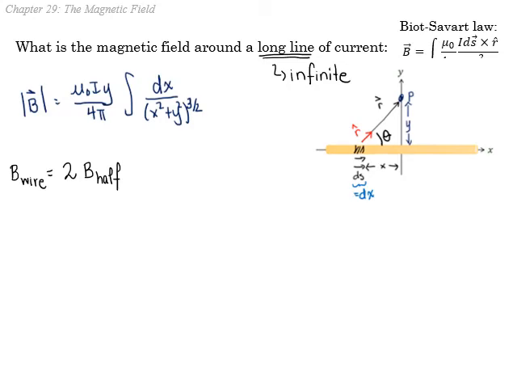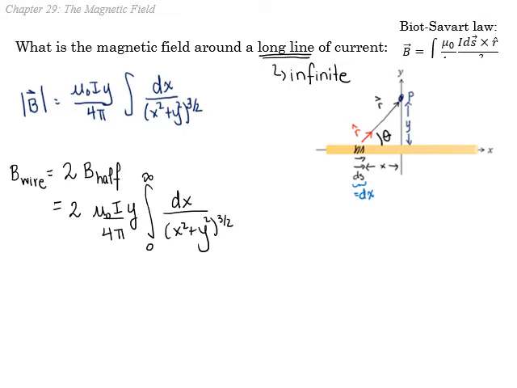If we wanted to find the magnetic field of half the wire, that would have limits of integration from 0 to infinity. That's not so fun when we try to solve it. So we're going to do 2 times our integral times our expression for the magnitude of our magnetic field. So 2 times mu naught times I times y divided by 4 pi times the integral from 0 to infinity dx over (x squared plus y squared) to the 3 over 2.